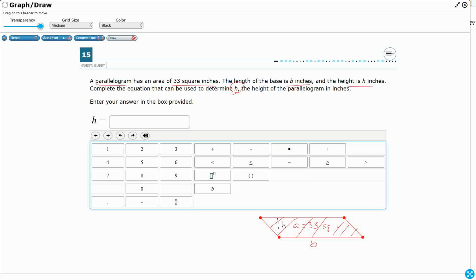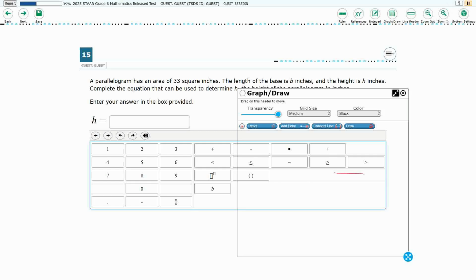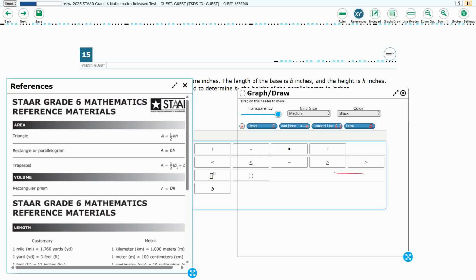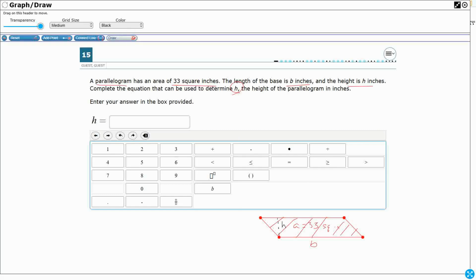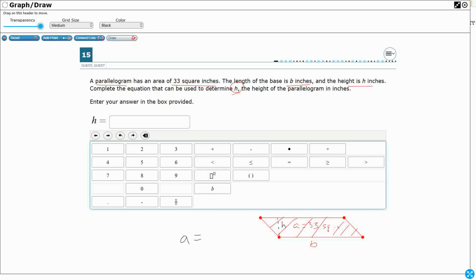Area equals 33 square inches. What do we know about the area of a rectangle or a parallelogram? Well, if we look at our reference material, you see it's the second equation from the top, and area of a rectangle and area of a parallelogram are actually the same equation. A equals BH. So A equals BH. Now, how could a rectangle and a parallelogram have the exact same equation?